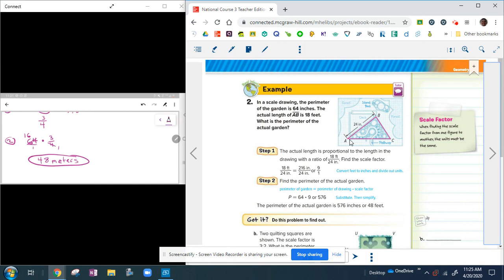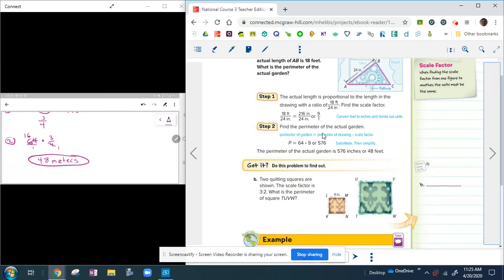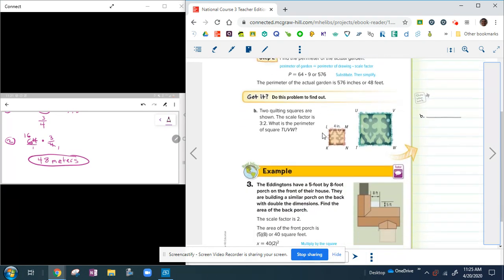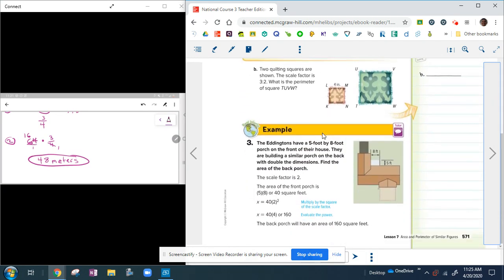Now we're going to go to see how, let's see. I'm going to skip over this one for now, and we're going to get to area here. Area. So not quite the same as perimeter, but some similar steps. You're going to have to find out the scale factor and then use that scale factor to find the new area.